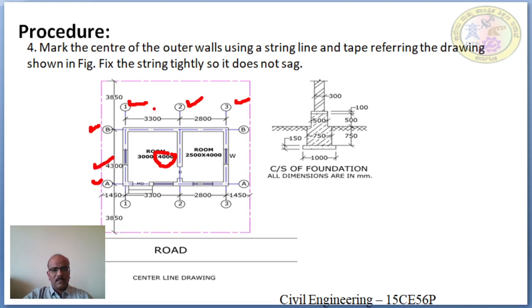Similarly, the centerline distances between grids 1 and 2, and between 2 and 3 are calculated by referring to the drawing. After calculating the centerline lengths, these grid lines are tied. First, the outer grid lines are tied with a string, and the strings are tightly tied so that they do not sag.